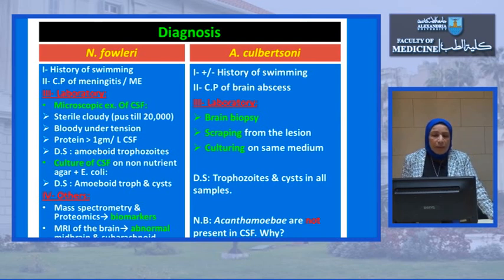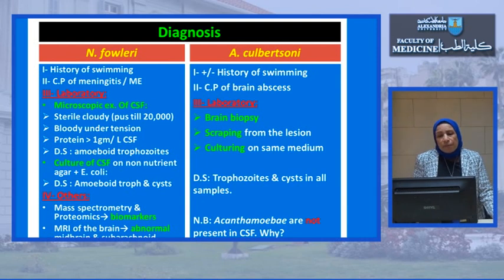Laboratory diagnosis of Acanthamoeba is mainly by scraping from the lesion, and if the brain is affected, brain biopsy will be done. If these are negative, we shift to culturing the sample on non-nutrient agar streaked with Escherichia coli. The diagnostic stage here, either in the samples from the lesion or from the brain sections or in culture, will show trophozoites and the cysts in all samples. We can observe that Acanthamoeba is not present in CSF because it reaches the final habitat in the central nervous system through hematogenous spread.